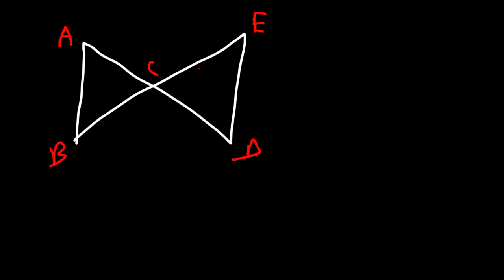Here is another example. So let's say this is A, B, C, D, and E. And let's say we're given that angle A is congruent to angle E, and AC is congruent to CE. Prove that angles B and D are congruent.